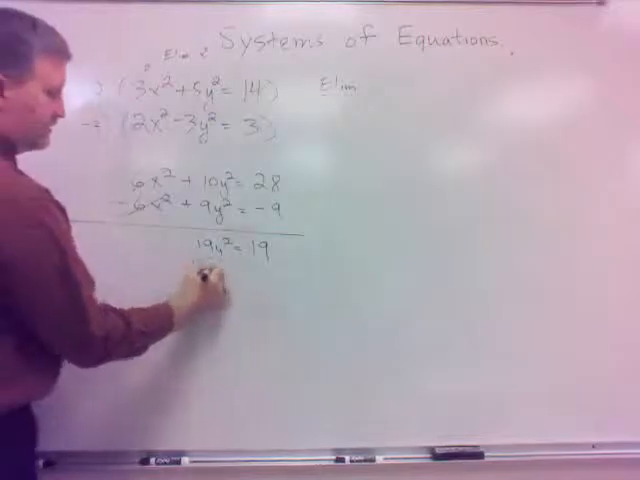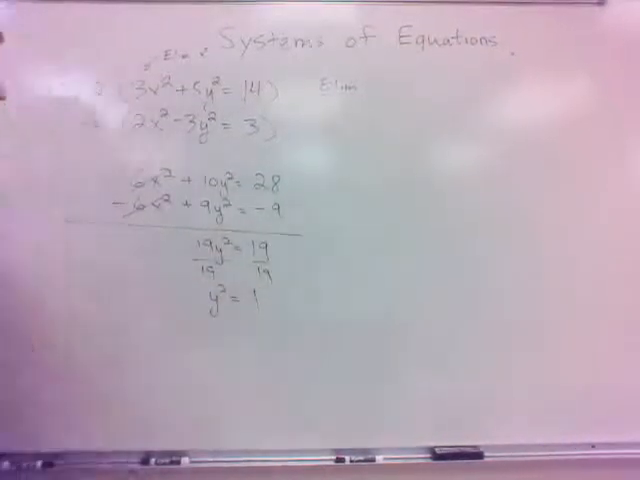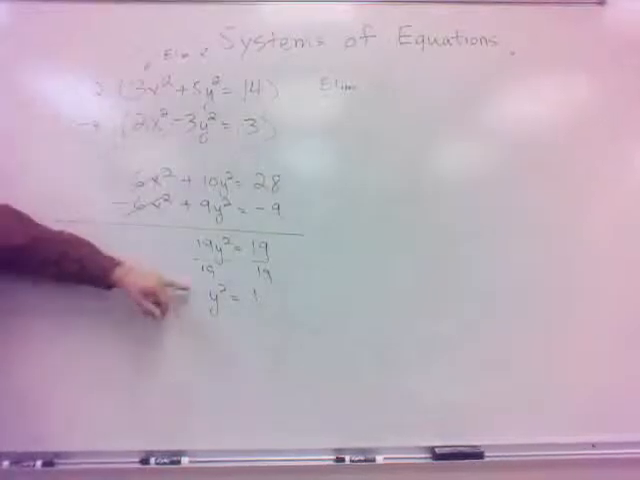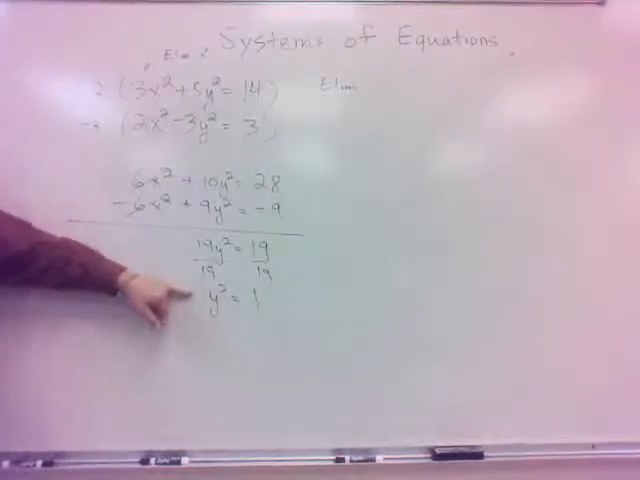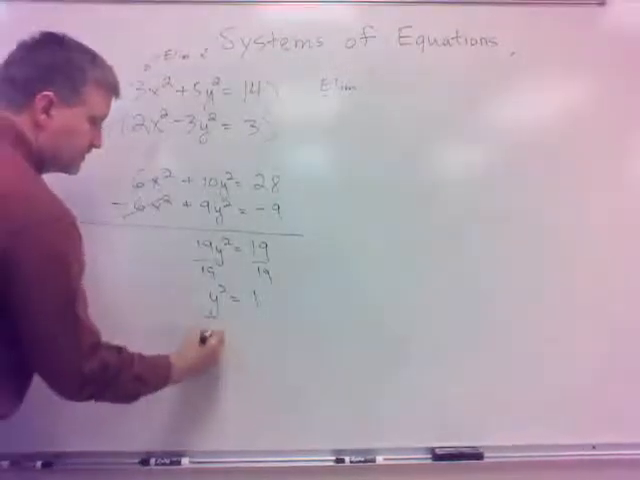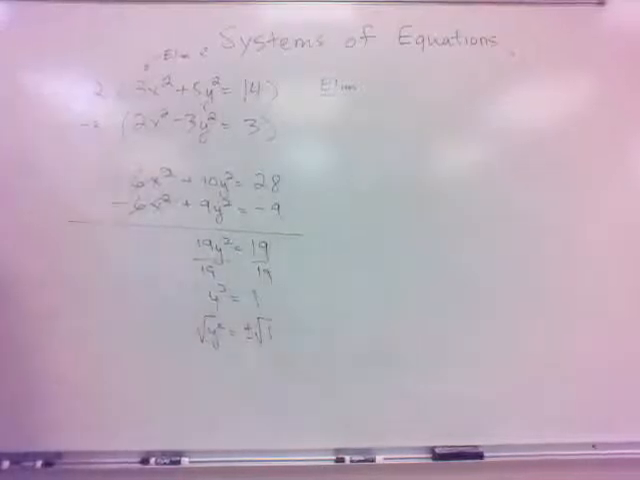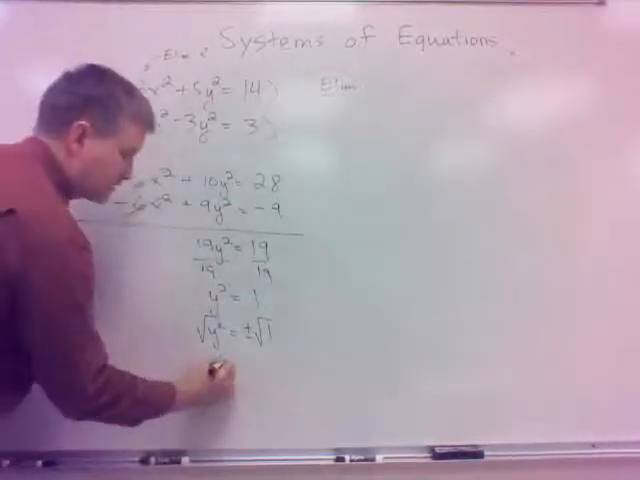Well, divide that by 19 and have y squared equals 1. In this case, it is a y squared, but for most of us, we're thinking square root method. Square root both sides. The only catch is what? Plus or minus on that right side. So I get plus or minus y equals plus or minus 1.